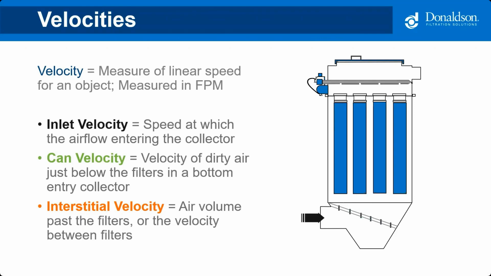And then finally, the third measurement that we'll be talking about today is interstitial velocity. The air is coming to the dust collector, it's moved up, it's hit the bottom of the filter bags, and now it's going up in between the filters, okay? That speed is measured in feet per minute, and it is very, very important because if it gets too high, you're going to have some troubles. We'll talk about that a little bit as well.